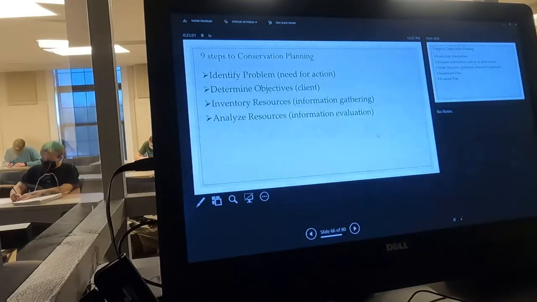There are 9 steps. These are all pretty much common sense. I'm not bringing anything new to the table. We need to identify the problem first. Is there a problem? What kind of problem is it going to be? How big of a problem? Who determines whether or not it's a problem?